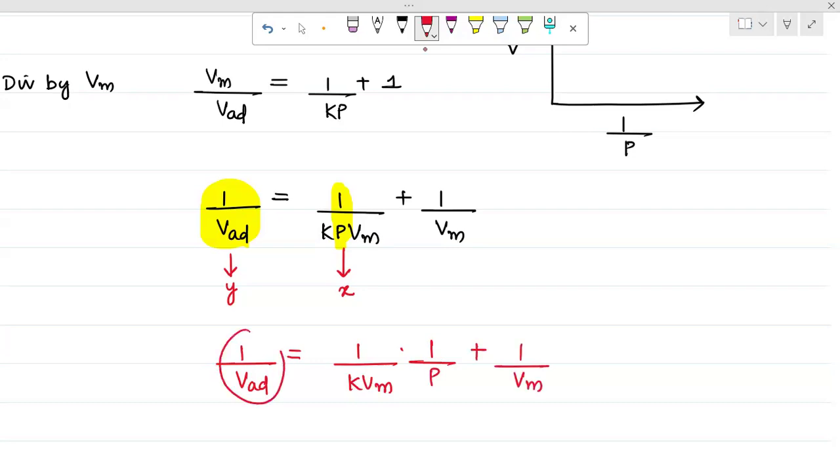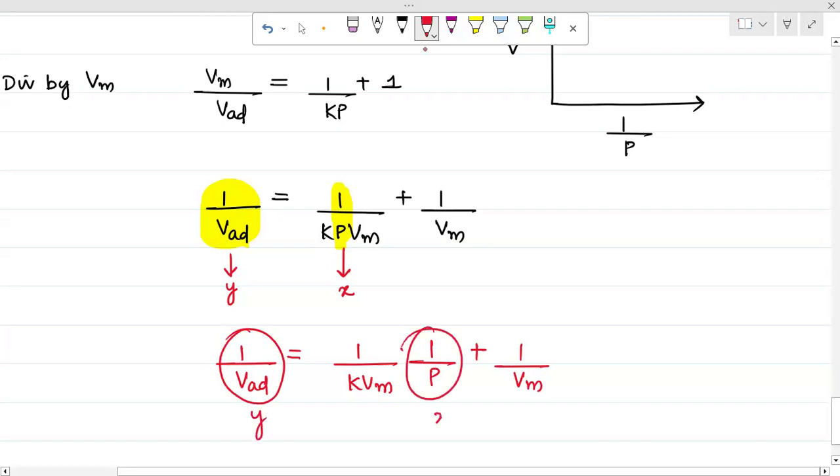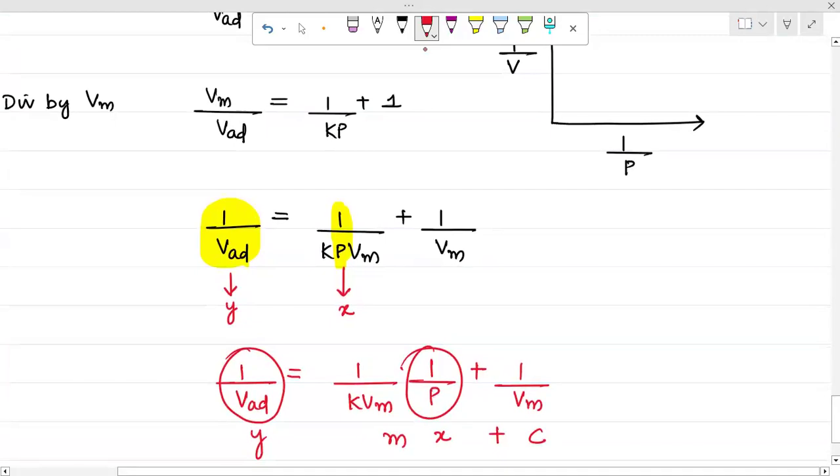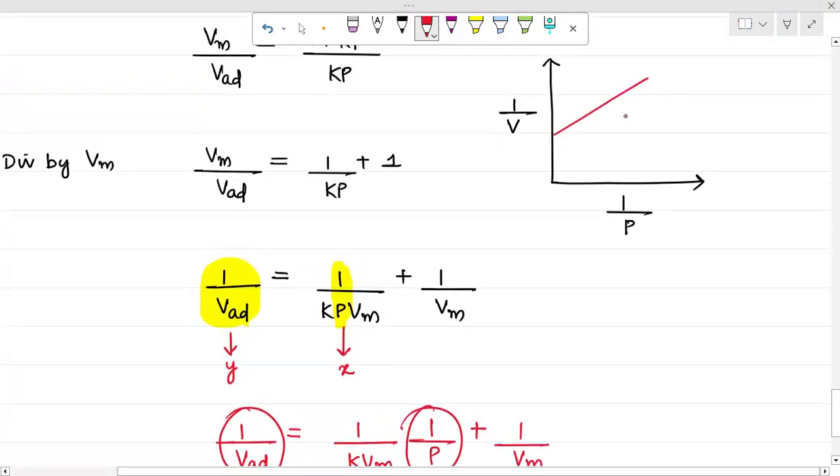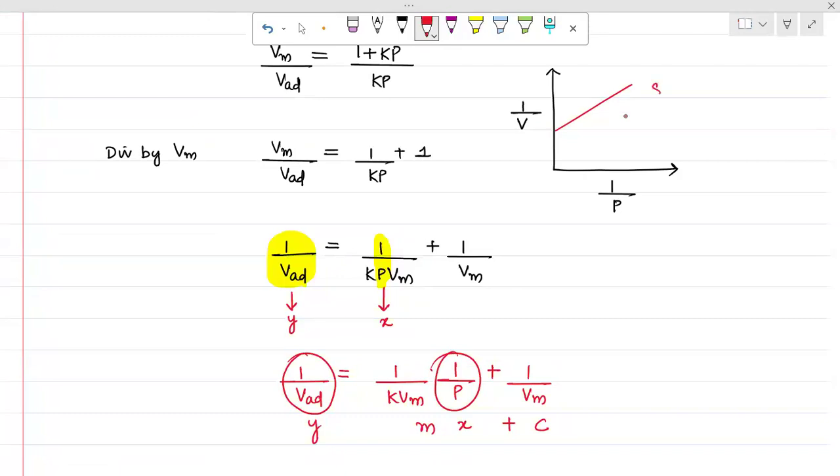So see, this is your y-axis, this is your x-axis, and this is of the form y is equal to mx plus c, right? So you have got a straight line, and the slope of the line is going to be 1 by KVm, and the intercept is going to be 1 by Vm. Very easy. This is another equation, so this is equation number 3.